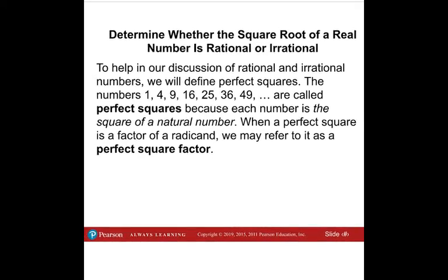So to determine whether the square root of a real number is rational or irrational, to help our discussion of rational and irrational numbers, we define perfect squares. The numbers 1, 4, 9, 16, 25, and so on. These are called perfect squares because each number is the square of a natural number. When a perfect square is a factor of a radicand, we may refer to it as a perfect square factor.